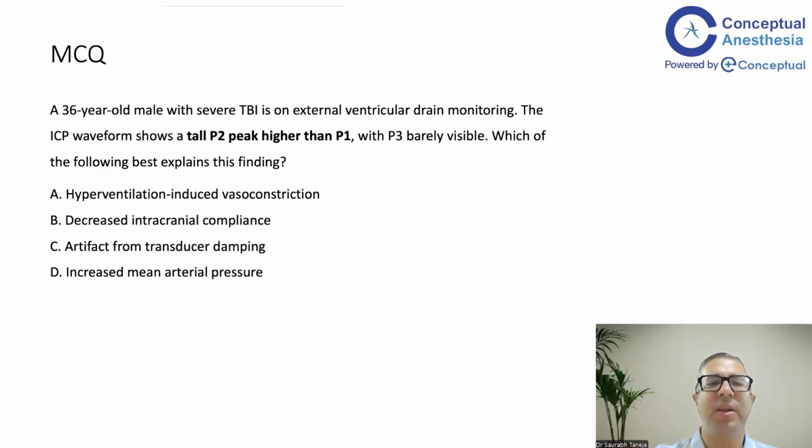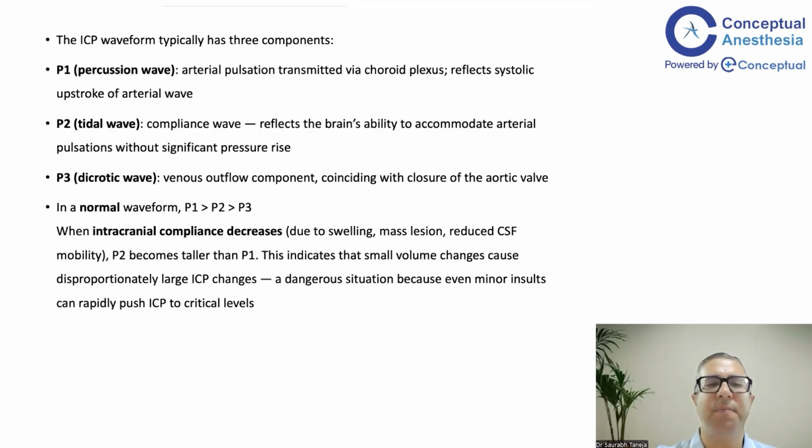A 36-year-old male with severe traumatic brain injury is on external ventricular drain monitoring. The ICP waveform shows a tall P2 peak higher than P1 with P3 barely visible. Which of the following best explains this finding? To know the answer to this question, we have to know what is P1, what is P2, and what is P3, and what the normal ICP waveform looks like. The correct answer is decreased intracranial compliance. Just remember, a tall P2 peak higher than P1 tells us about decreased intracranial compliance.